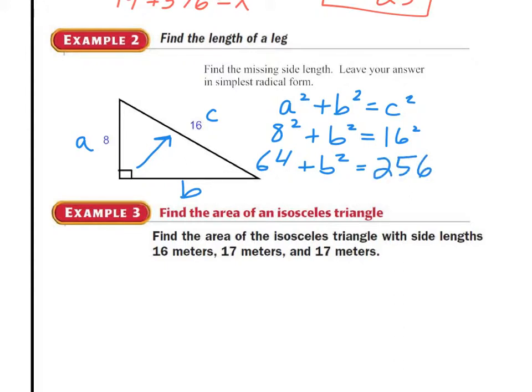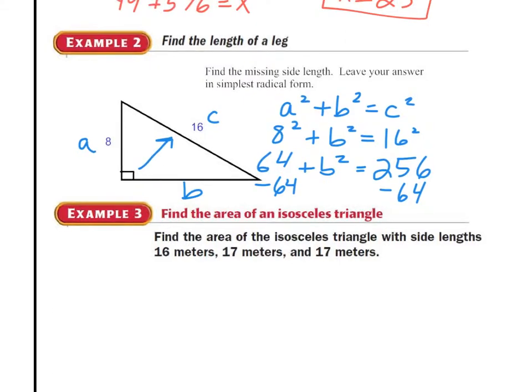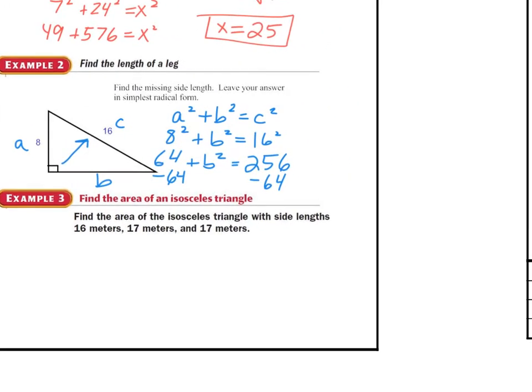Okay, you cannot take the square root right now. The first thing you have to do is get rid of the 64. How do I get rid of it? Subtract it. That way you get b squared isolated. So you have to subtract. When you're solving for a leg, you have to subtract the side first. So we get b squared is equal to 192.